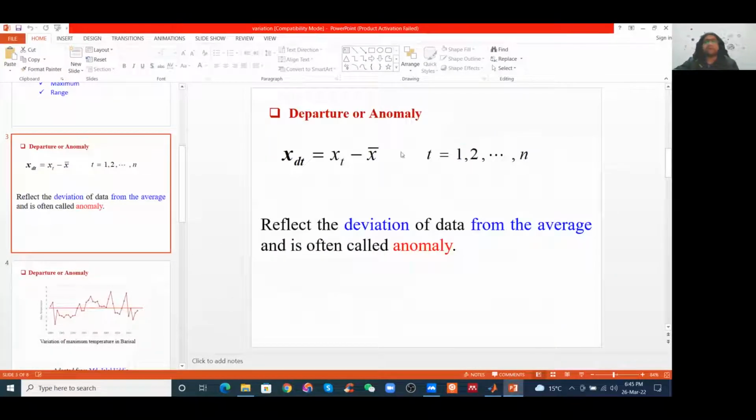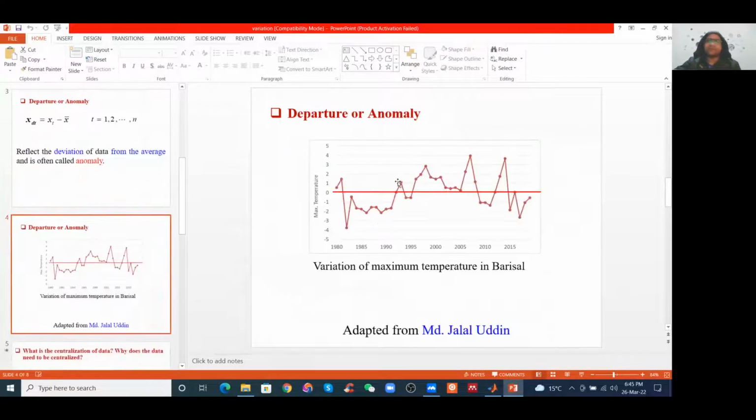So departure or anomaly is just about like you have a time series data, xt, like temperature, rainfall, or any data, then you just subtract the mean value. t is 1 to n. When you subtract the mean value, your data will be centralized. Say for example, like this figure.